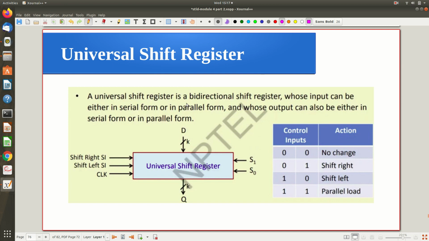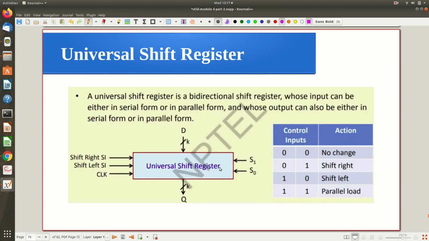A universal shift register is a bidirectional shift register. That means it can shift data in both directions, whose input can be either in serial form or in parallel form, and also whose output can either be in serial or in parallel form. So this is a very clear definition that says completely what we are expecting from a universal shift register. We should be able to input data serially or parallelly as per our wish. We should be able to take the output serially as well as parallelly, and also there should be a bidirectional movement, right? So both that also we need.